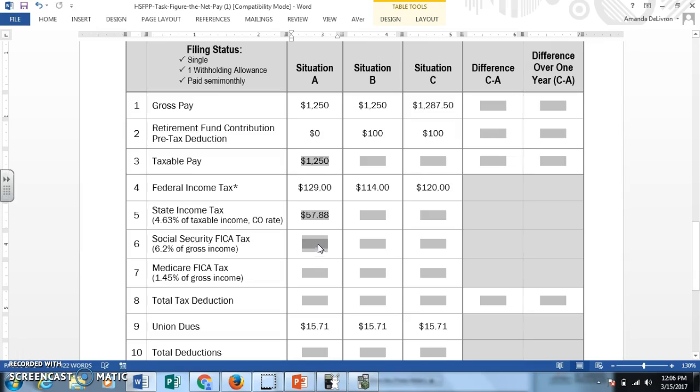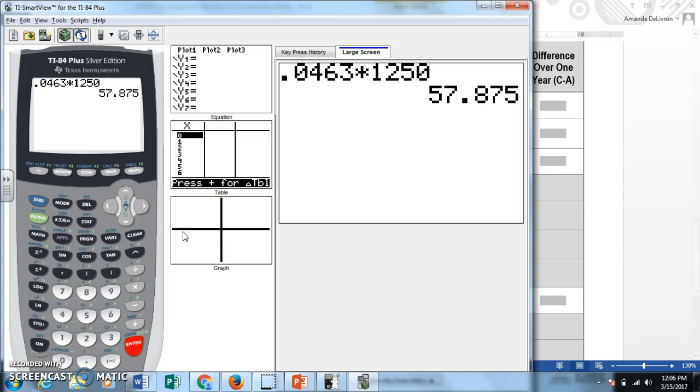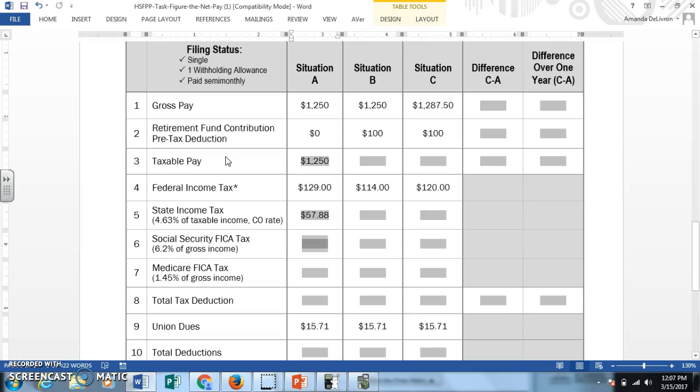So I'm going through this. You can check your work, but it's also great if you weren't sure what to do. Here's a great way for you to just make sure that you know the process. So Social Security tax, 6.2% times that 1,250. 6.2% would actually be 0.062 times 1,250. That gives me $77.50.